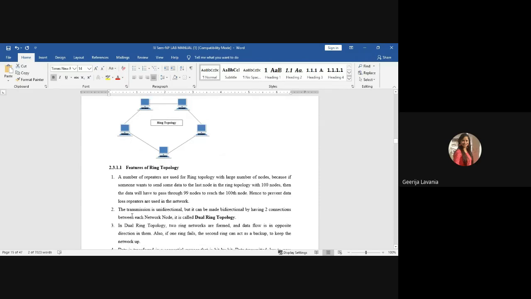A number of repeaters are used for the ring topology with a large number of nodes, because if someone wants to send data to the last node in a ring topology with 100 nodes, then the data will have to pass through 99 nodes. Hence, to prevent data loss, repeaters are used in the network.